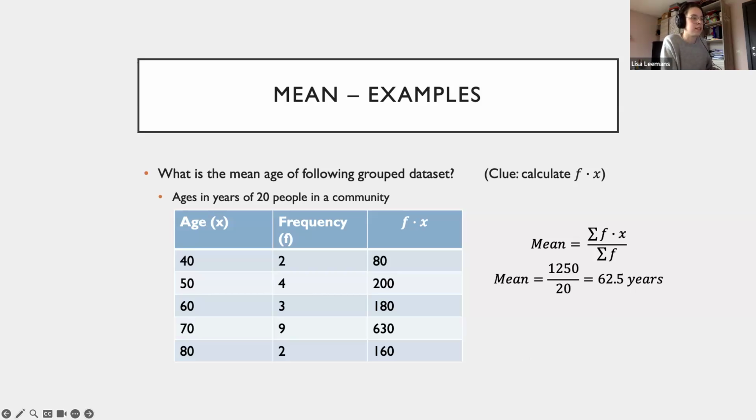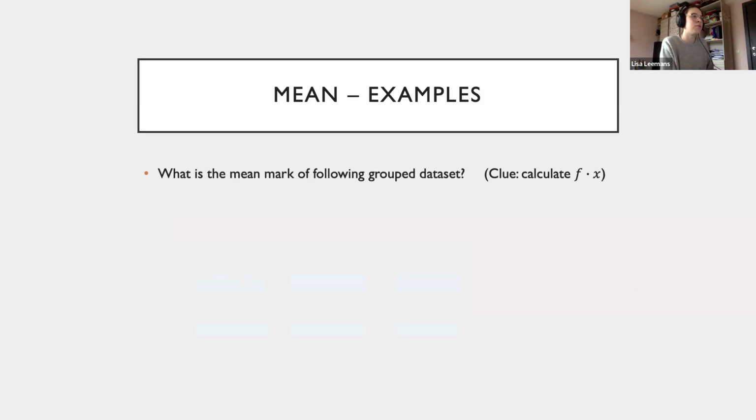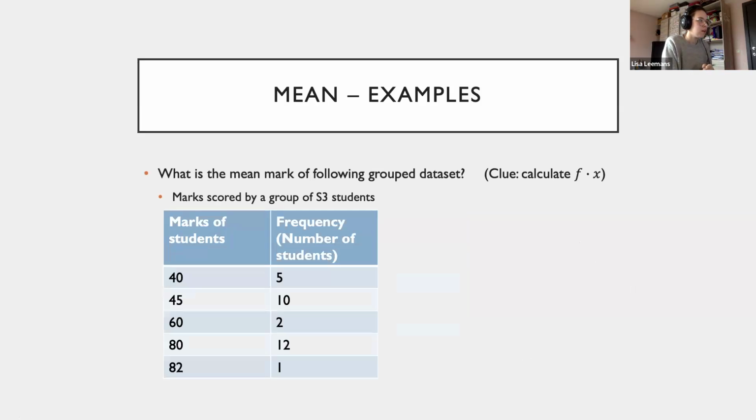So very nicely done. Now we have one more example of a grouped data set. The example that I showed you earlier, the marks that were scored by a group of senior 3 students. So then we have this table with all these marks. Now once again, try to calculate the mean, and hopefully you can do it in full this time, now that you have learned how to do it.